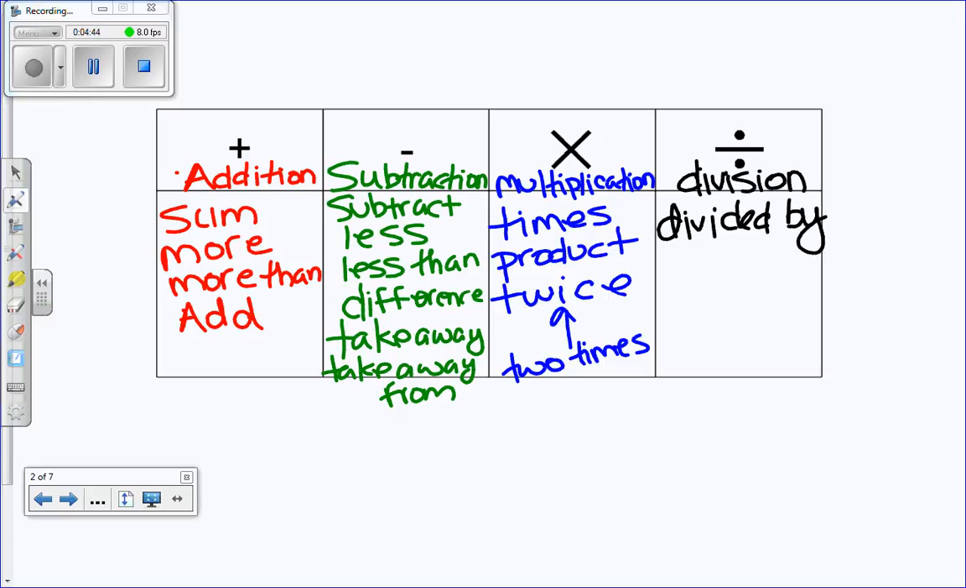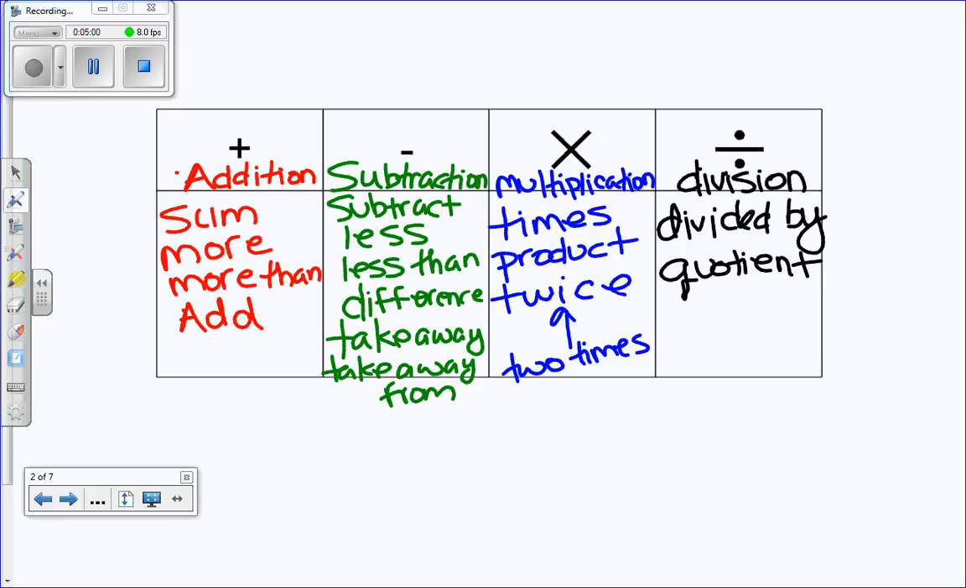All right, another very common word for division is quotient. That's like the answer in division. So if I say the quotient of 10 and 2, really what I'm being asked to do is 10 divided by 2. Okay, so quotient is another common word.